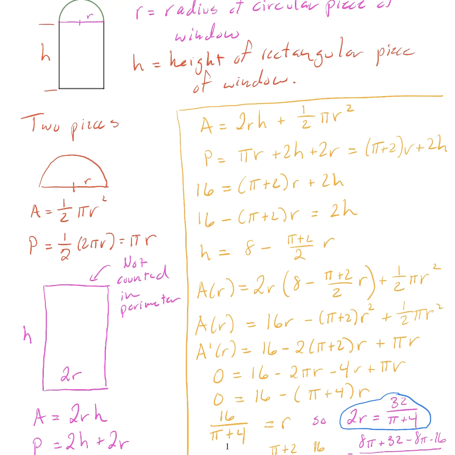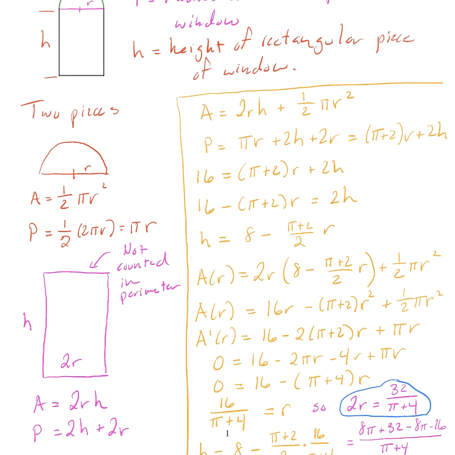Okay, so now we can get expressions for the area. It's 2rh plus 1/2 pi r squared, that's adding the pieces together. Same thing for the perimeter. And then what do we know? We know that that perimeter, after we simplify it, is equal to 16. And now here the algebra battle begins.